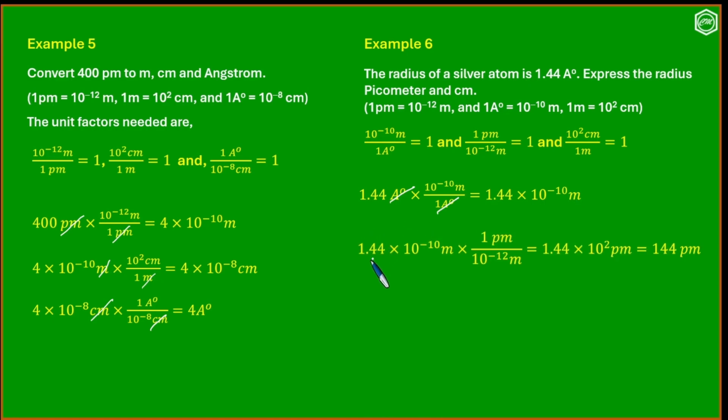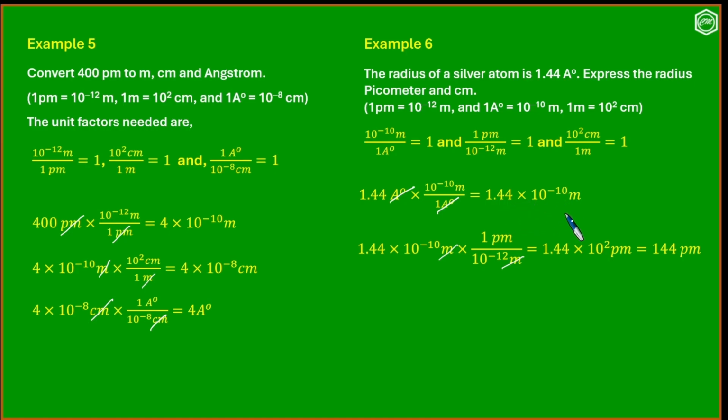Now the second conversion, 1.44 into 10 raised to minus 10 meter into 1 picometer by 10 raised to minus 12 meter. So meter and meter get cancelled. We get the result in picometer. 1.44 into 10 raised to 2 picometer. That is 144 picometer. We have to convert it into centimeter.